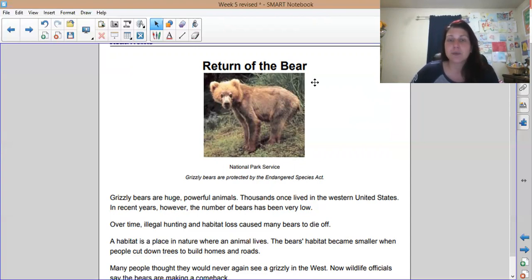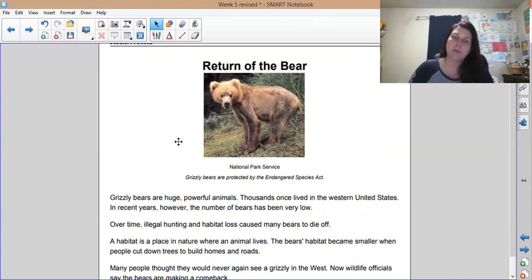All right, so let's read this one together if you printed it out. If not, you can follow along in the video with me, okay? And just do the answers to the questions in your journal. All right, so the title says Return of the Bear. Underneath the picture, it says National Park Service.